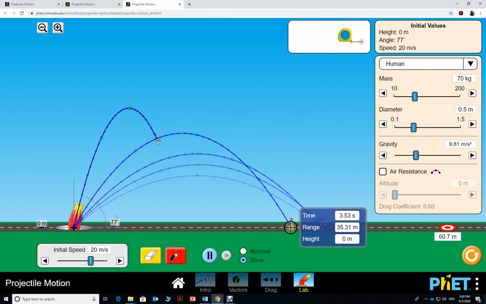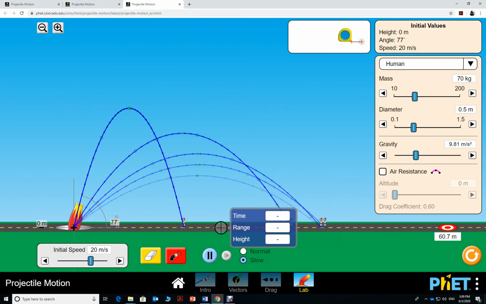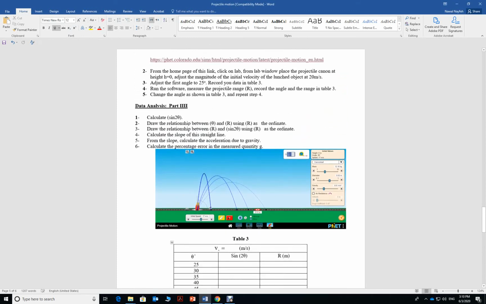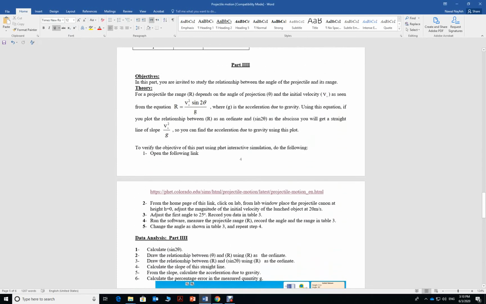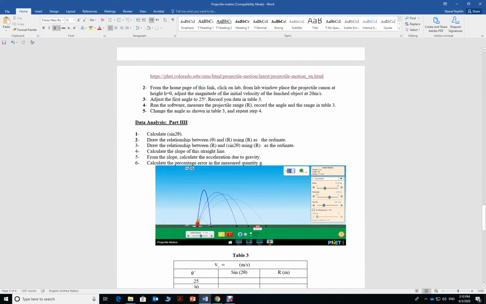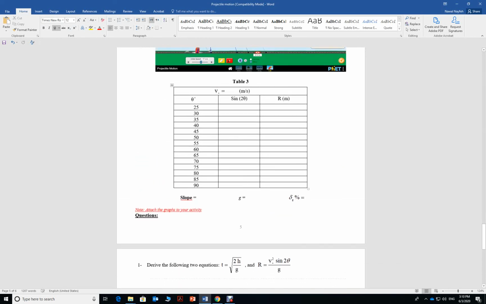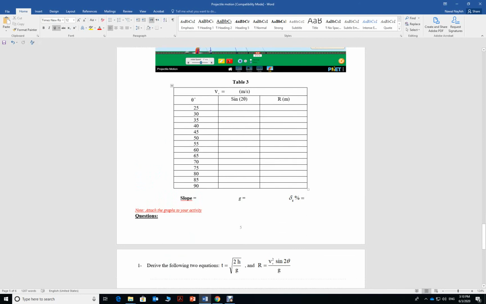Then record the range in the table. Once you finish filling the table, calculate sine 2 theta, because of the relationship as mentioned here: R equals v naught squared over g times sine 2 theta. So there is a direct relationship between R and sine 2 theta if you keep v naught constant. We kept v naught constant in this part, so calculate sine 2 theta, go to Excel, and draw the relationship between R along the y-axis and sine 2 theta along the x-axis.